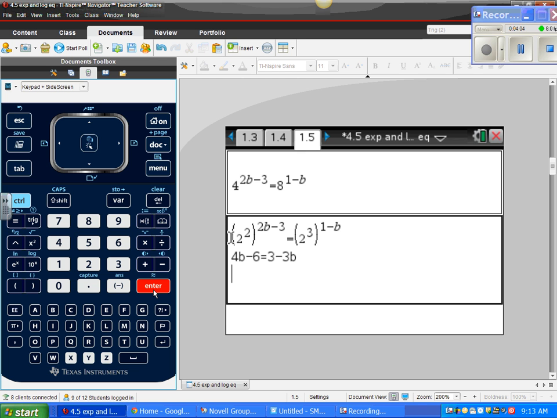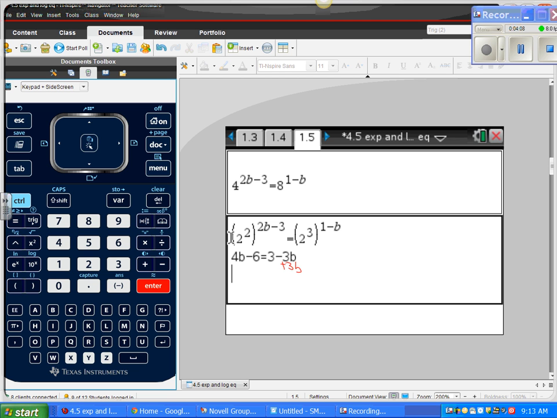Add 3b. Okay, so if I add this 3b over, this is going to give me, good. Oh, slow down. Okay. Add the 6. 7b equals 9. What am I going to do? Divide by 7. b equals 9 sevenths. Great.